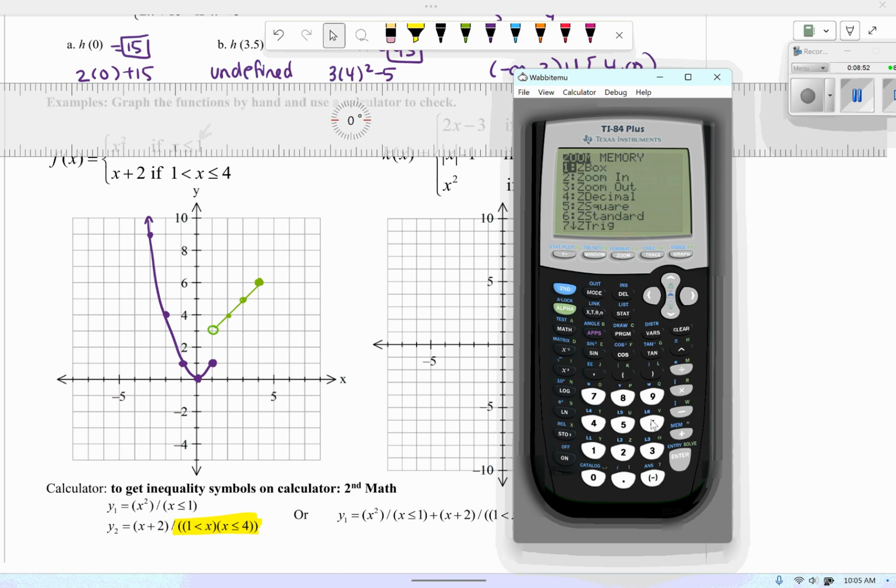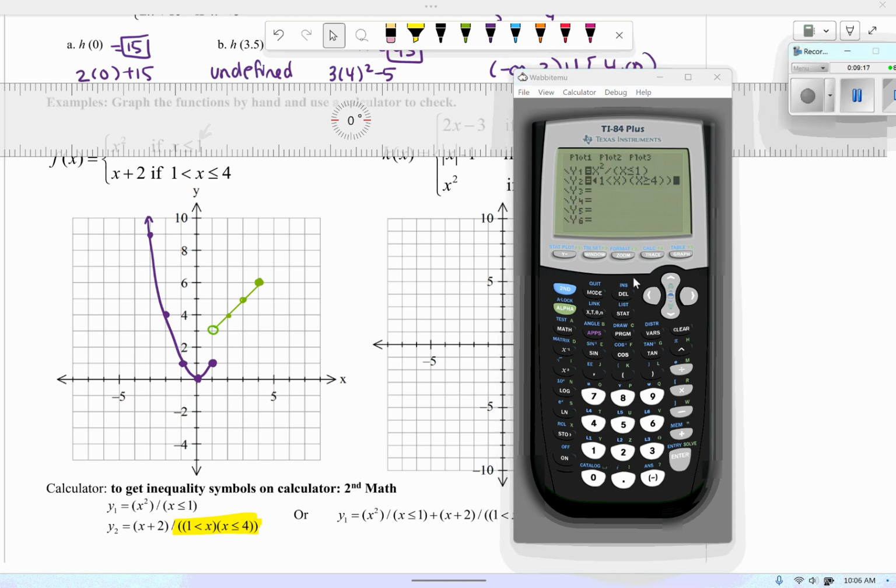When it gives you a standard window, it means your x values come from negative 10 to 10, and your y values go from negative 10 to 10. Notice that is what our graph looks like here. But you can't really tell where your open and your closed values are, and that makes it a little bit difficult. That's why you have to know how to do your open and closed circles on your graph.